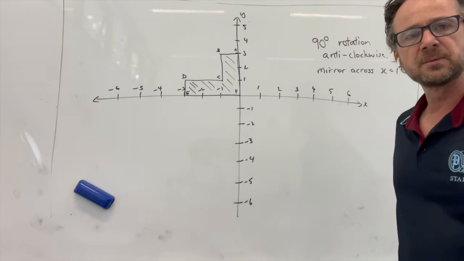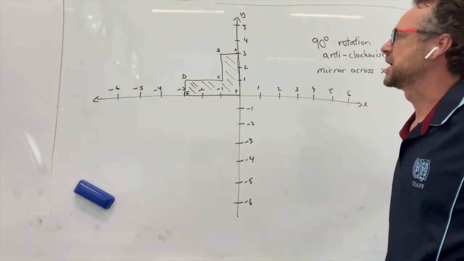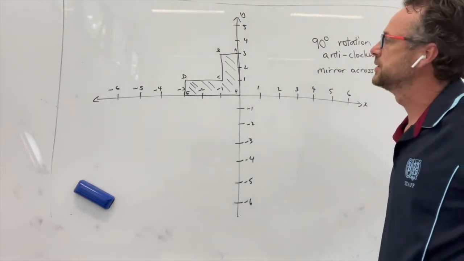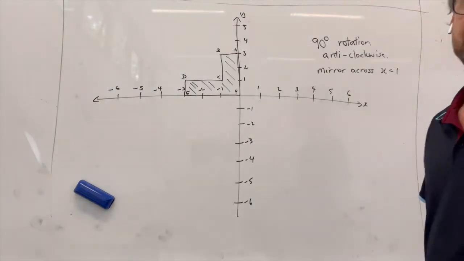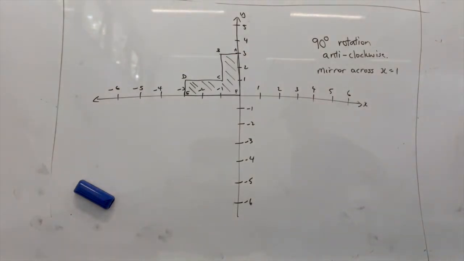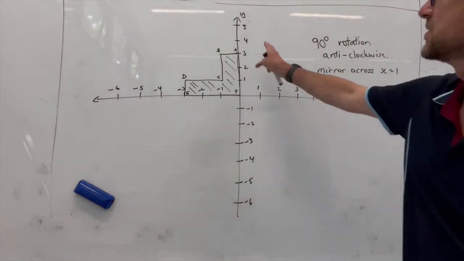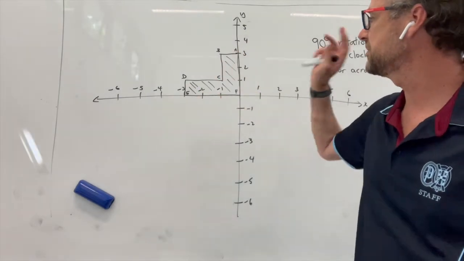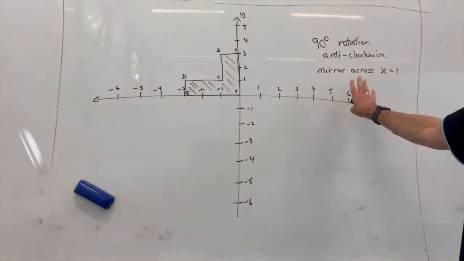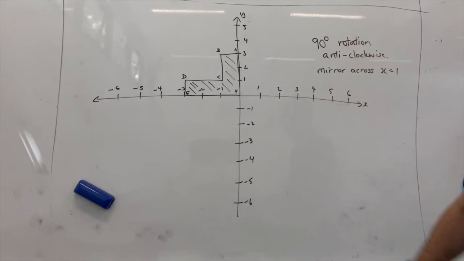Let's look at combining some of these ideas of translation and mirroring and rotating. So here we have an L-shaped shape with all markers on it, A, B, C, D, E, F. And then we have some instructions over here. We're going to rotate it anti-clockwise 90 degrees. And once we've done that, we're then going to mirror it across x equals 1. Okay, so let's do the first part.